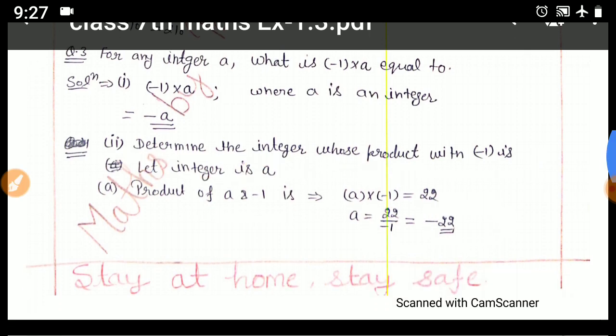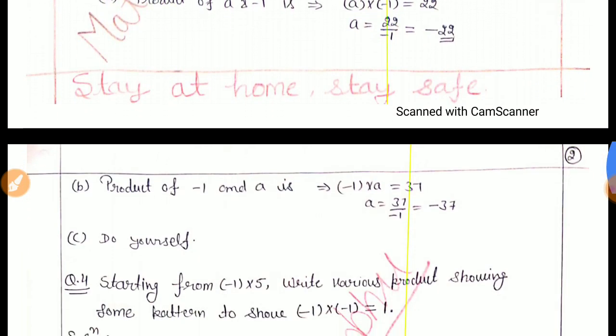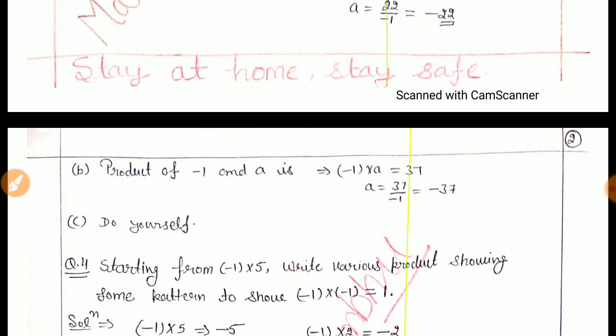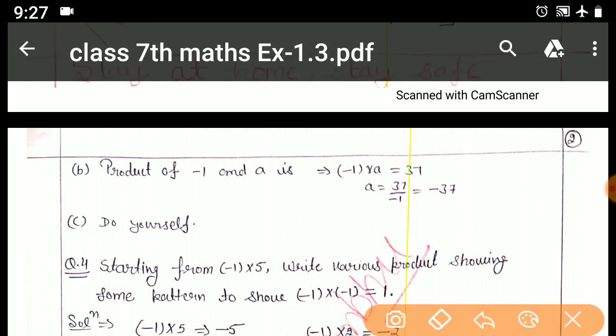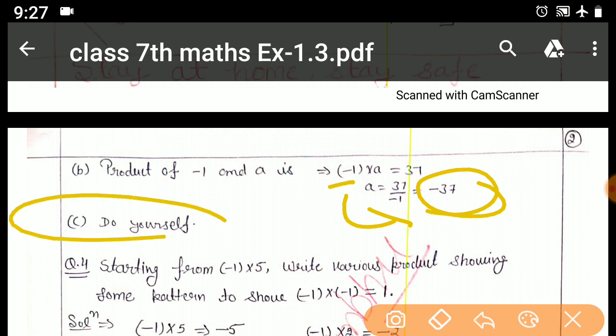And part B of this question: the product of minus 1 and a, minus 1 multiplied by a, is equal to 37. Here minus 1 is multiplying, and on the other side it will divide, so a is equal to minus 37. And part C you will do yourself.